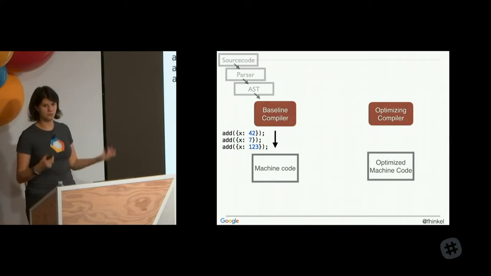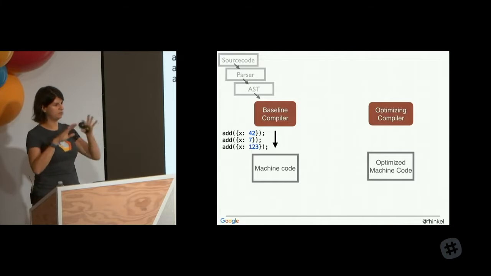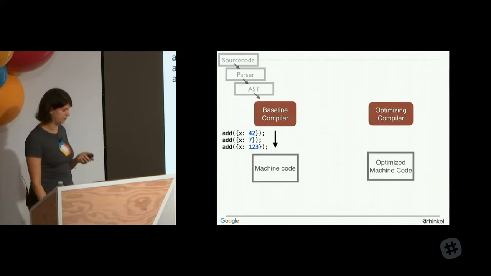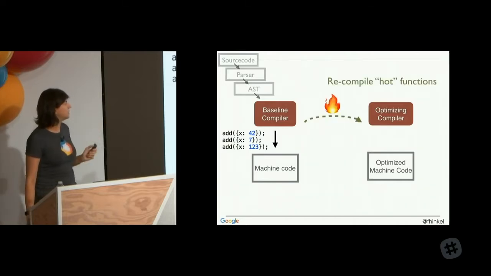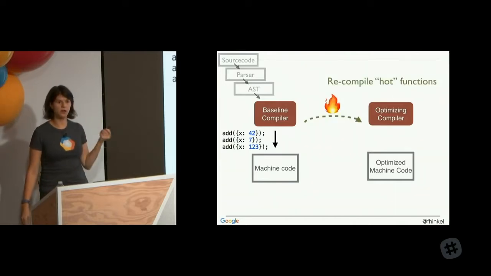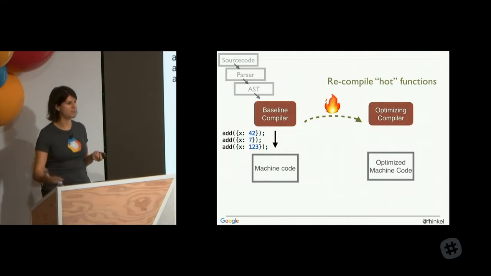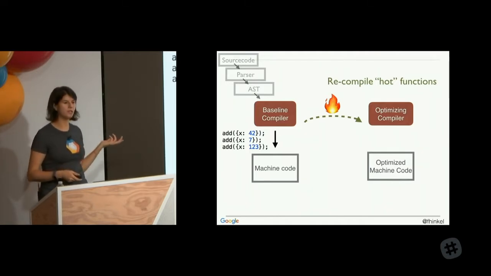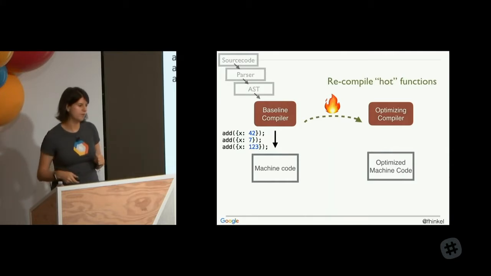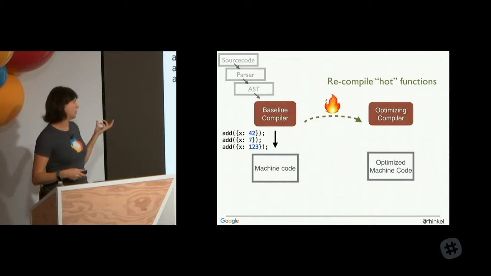But it's always small integers, and it's always the same shape of an object that we're passing in to add. So I'm running this function many times. At some point, this function is considered hot because we get this feedback from the runtime: hey, this add function is being executed a lot. So the function is hot, and the optimizing compiler takes over and recompiles the source code for add.